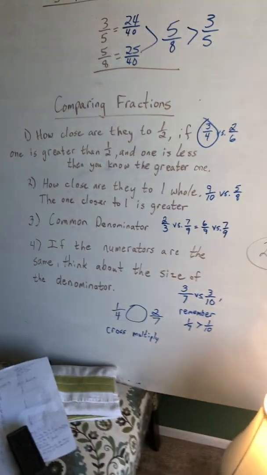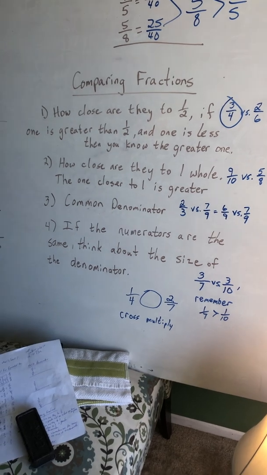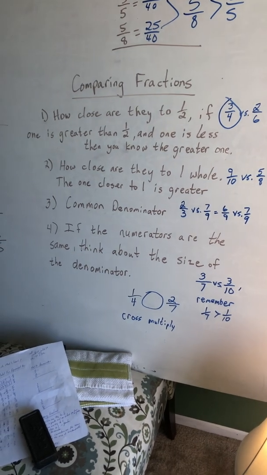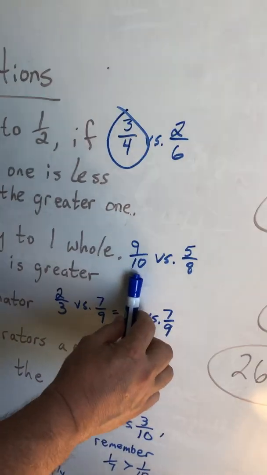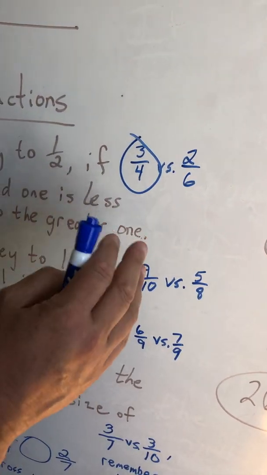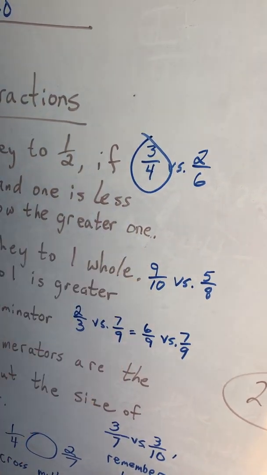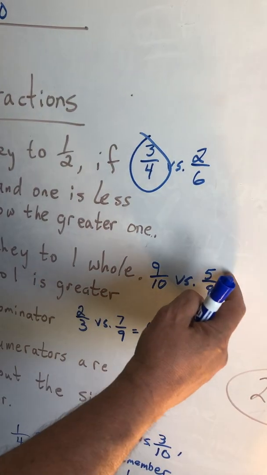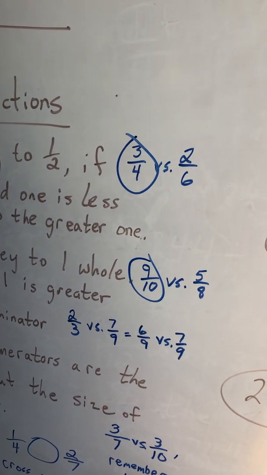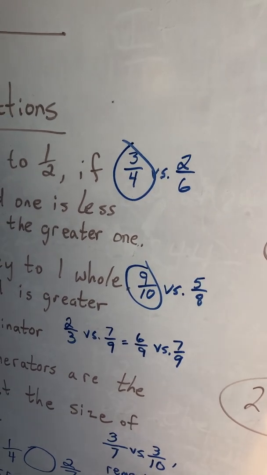All right. So number 2, what if they're close to 1? So how close are they to 1 whole? The one that's closer to 1 whole is greater, obviously, okay? So here's 9 out of 10 versus 5 out of 8, okay? Now, if you think of 10 pieces, yeah, they're a little bit smaller than 8s, but look how we're only 1/10 away from a full whole, and this is 5/8, okay? So 9/10 is larger. You could look at that and go, 9/10 of a pizza is more than 5/8. Like if I eat 9/10, yeah, that makes sense.